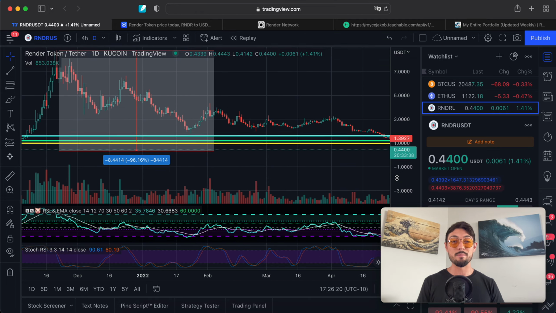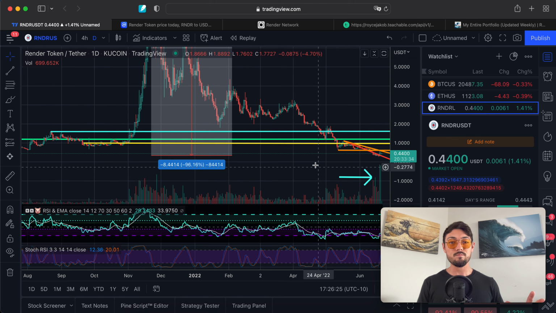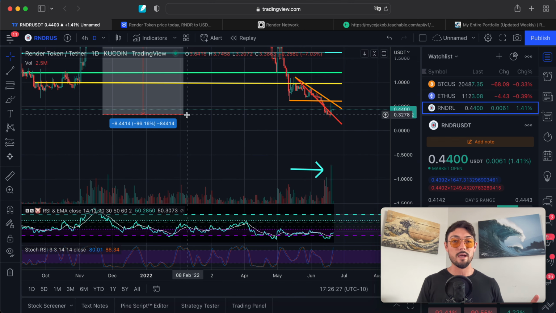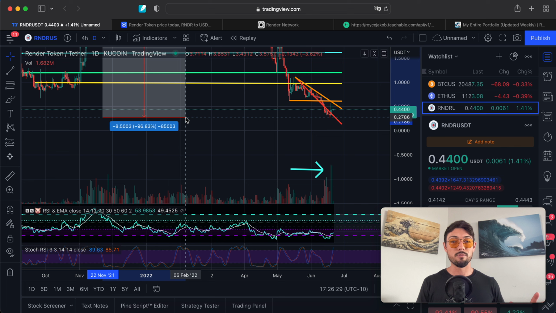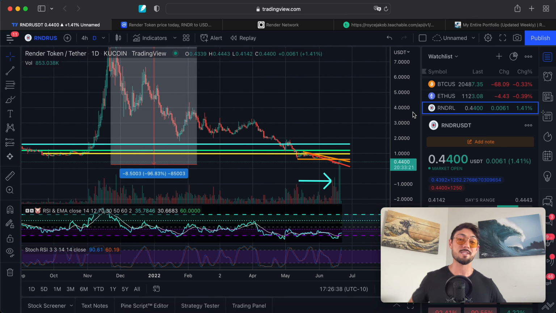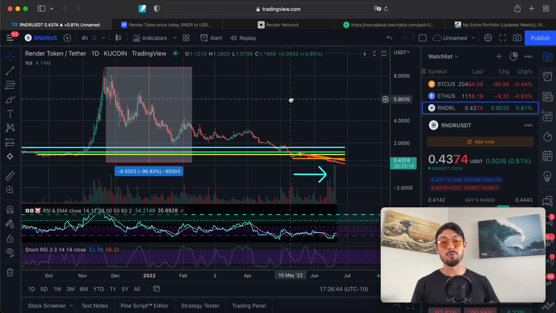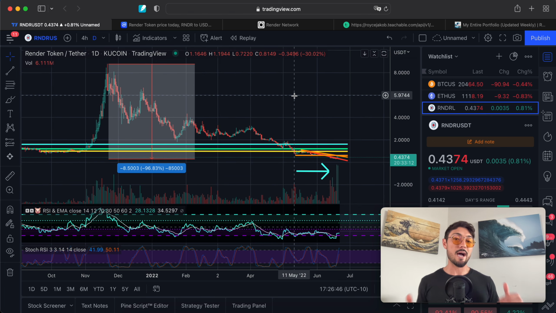How far off is that from the all-time high we saw back in November? Let's zoom out right here. From Render's all-time high to right there, Render has seen almost a 97% correction in the span of just the last 7 months. Even for crypto, and I've been through a couple of crypto cycles now, a 97% correction is crazy. That is almost never seen.